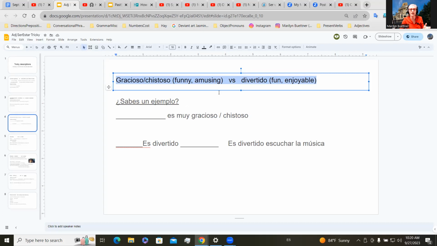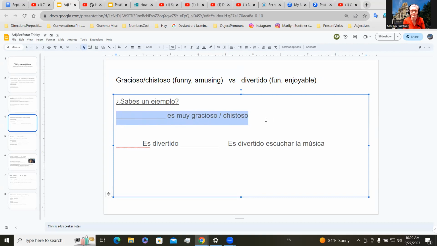It actually makes you laugh, but it is actually kind of different, really, from divertido. Divertido means something that is enjoyable or fun. Okay, a good time, but it didn't necessarily produce a belly laugh. It doesn't have to make you laugh to be divertido. Bien. Okay, un ejemplo. Es muy gracioso or es muy chistoso.